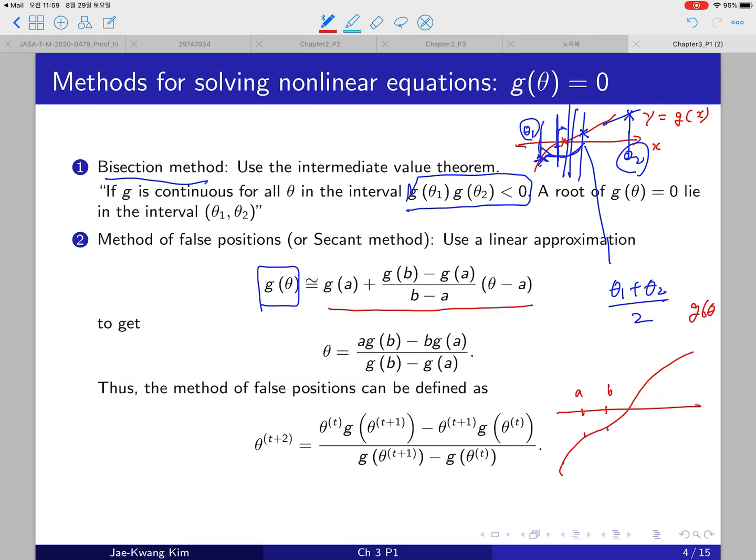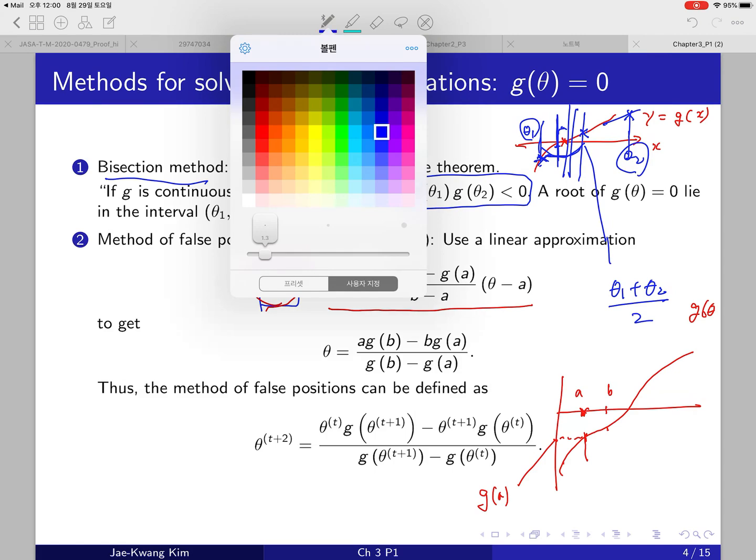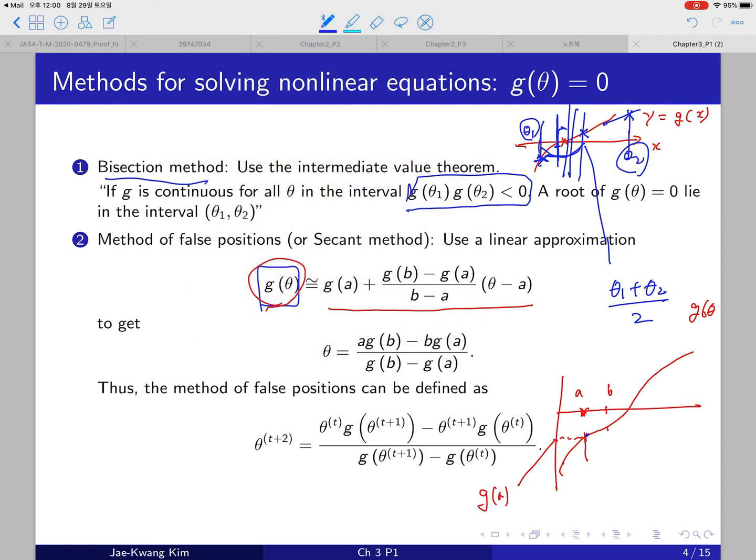and basically from A you want to fit a line, so you want to approximate this g(zeta) as a linear function. So this is g(A), and the question is how to fit a line. So this is a linear function, and the question is how to compute the slope. Use this small interval to compute the slope.